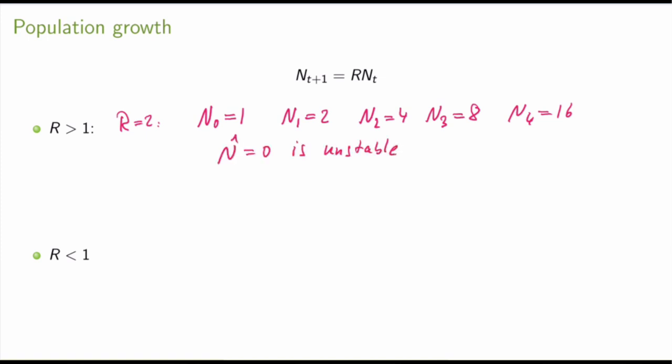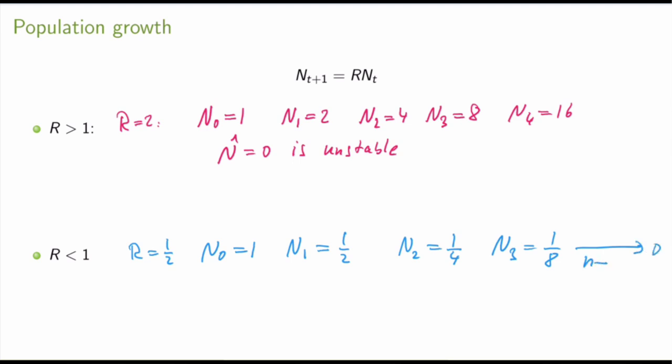Now let's look at the case R is less than 1, so for example 1/2. If R is 1/2, and again I start with 1, then in the next step N1 would be 1/2. And then N2 would be 1/4, and N3 is 1/8, etc. And so this clearly goes to 0 as n goes to infinity, right? So in this case, n hat equal to 0 is asymptotically stable, and sometimes we don't say asymptotically, we would just say it is stable.